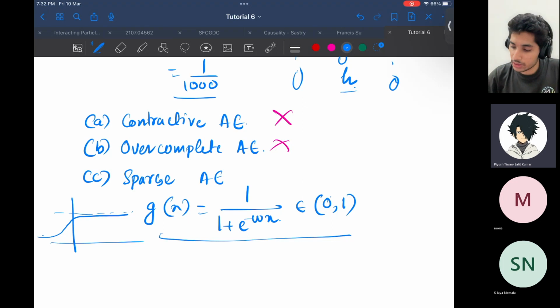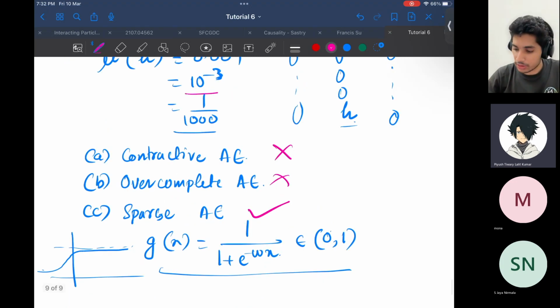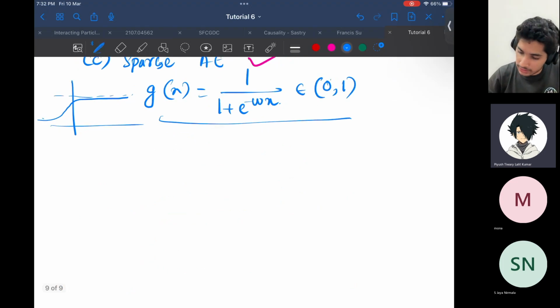Hence, it is possible for a sparse autoencoder to have an average activation between 0 and 1, like 10 raised to minus 3. So it is possible that we obtain such an activation, right? So this is possible. What is the D option? D option is denoising autoencoder.